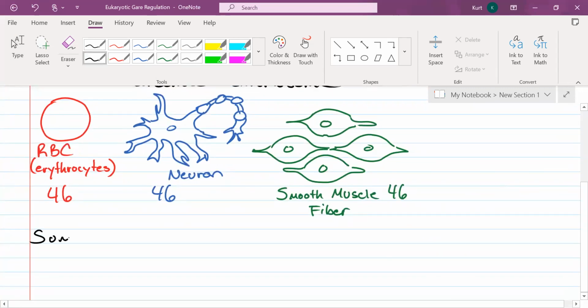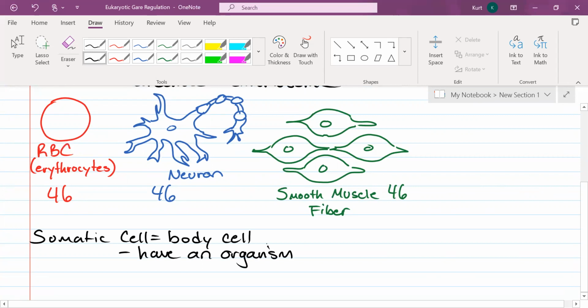The definition of a somatic cell is a body cell. They have, in organisms, entire genetic code.